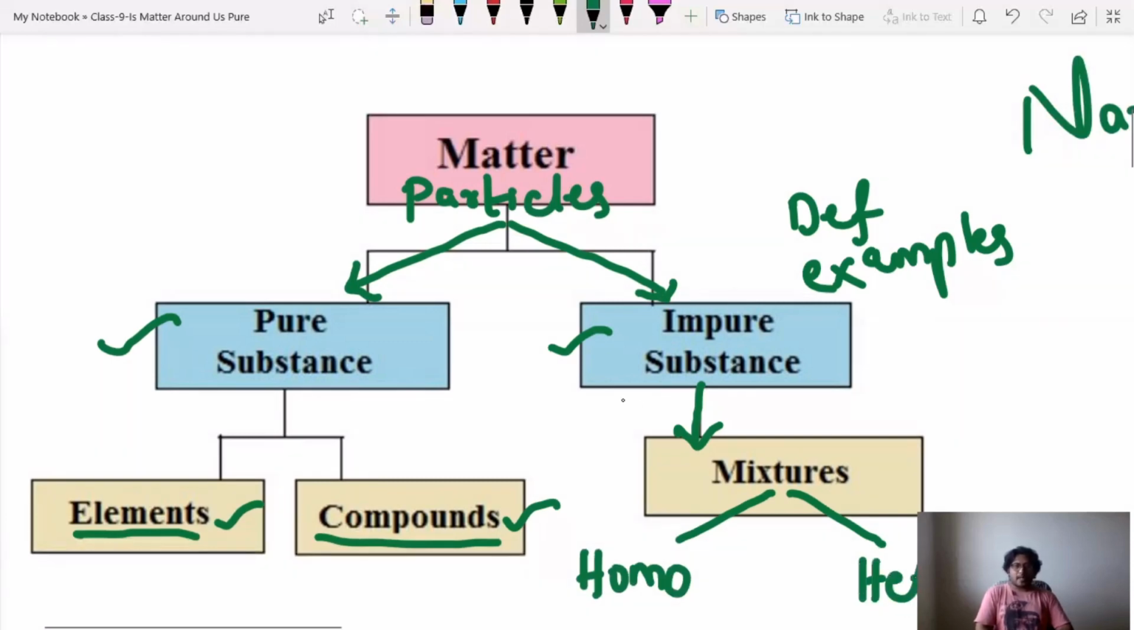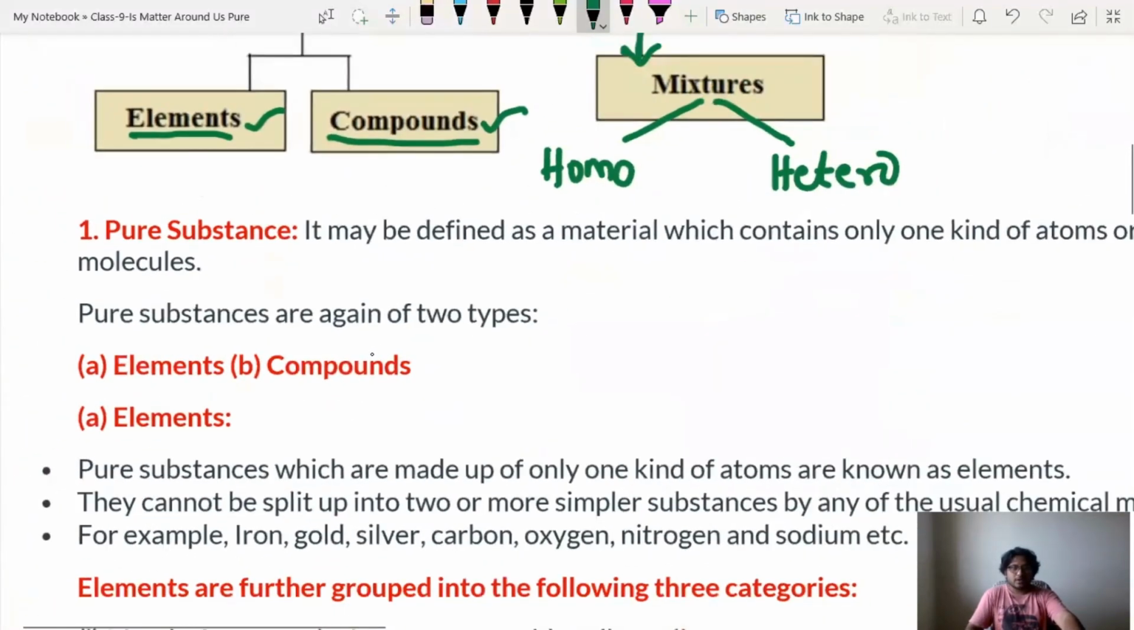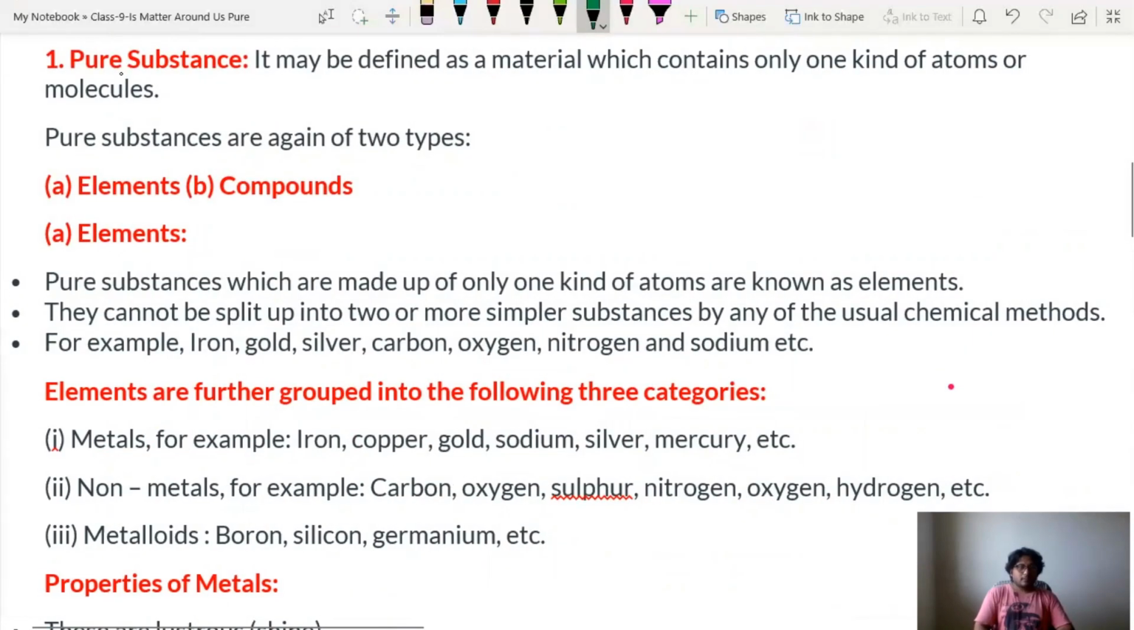Okay, let us try to understand what is meant by pure and why we need to call it pure substance. You can observe the definition here. Pure substance is defined as material which contains only one kind of atoms or molecules. So, if you want to say it is a pure substance, that material should contain only one kind of atom or molecule.